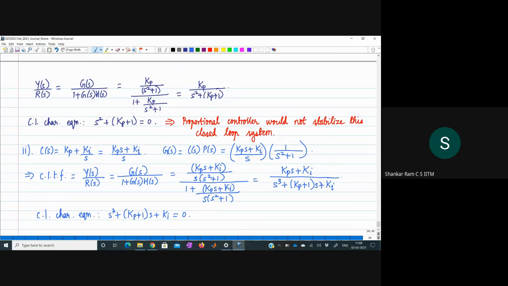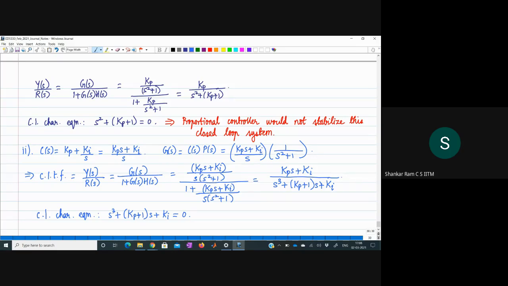Using the Routh criteria, what can be immediately observed from this third order polynomial? Again, the s squared coefficient is 0. So what is the consequence? The consequence is that a PI controller cannot stabilize the closed loop system. So we can immediately observe that the coefficient of s squared is 0.